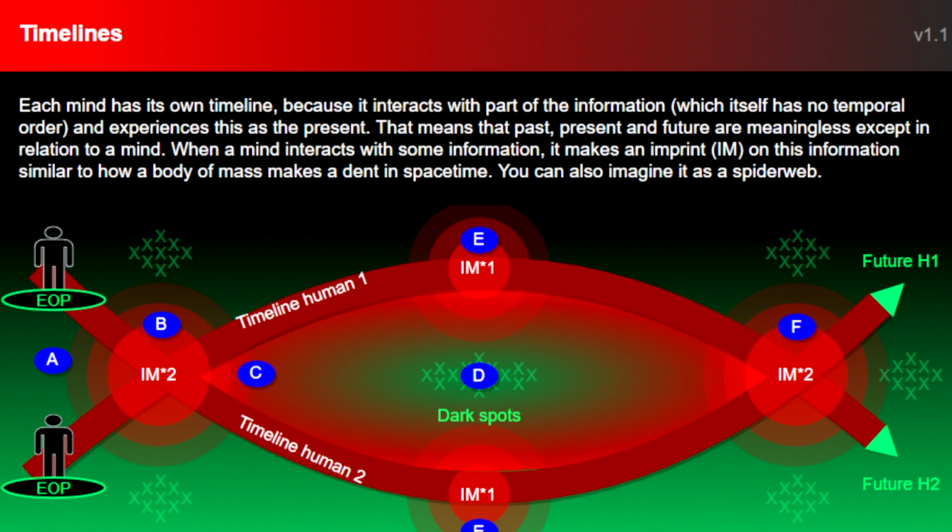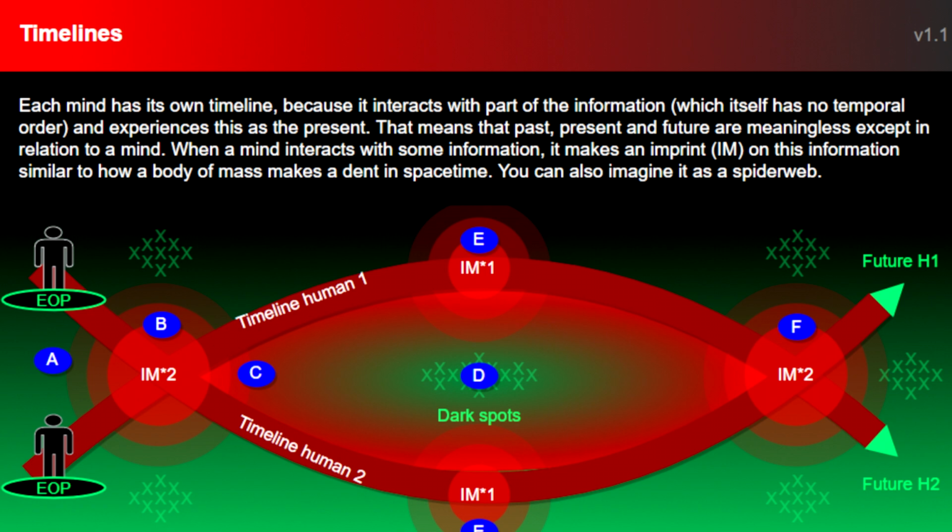X symbols, dark spots where little or no imprint has been made. A mind there will experience few constraints, more degrees of freedom. The future is also such a dark spot. The further ahead, the more dark.